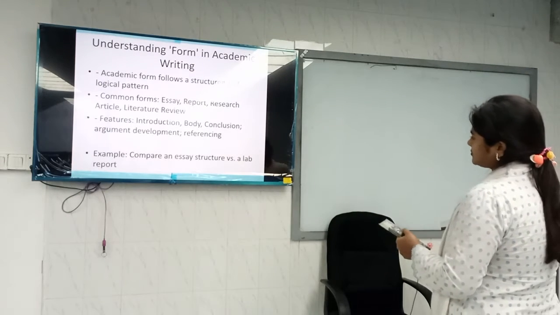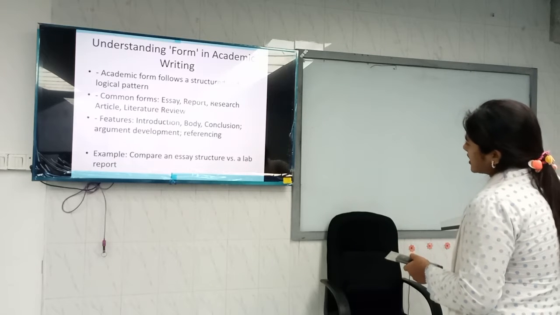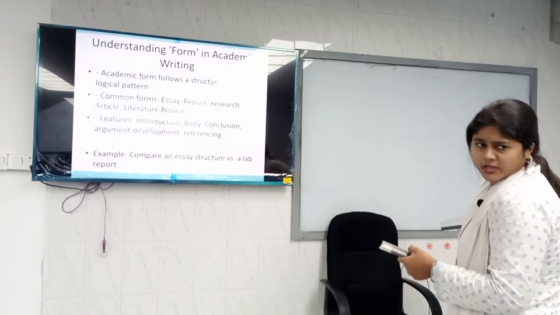So, for example, comparing an essay structure versus a lab report. Quite different, isn't it?